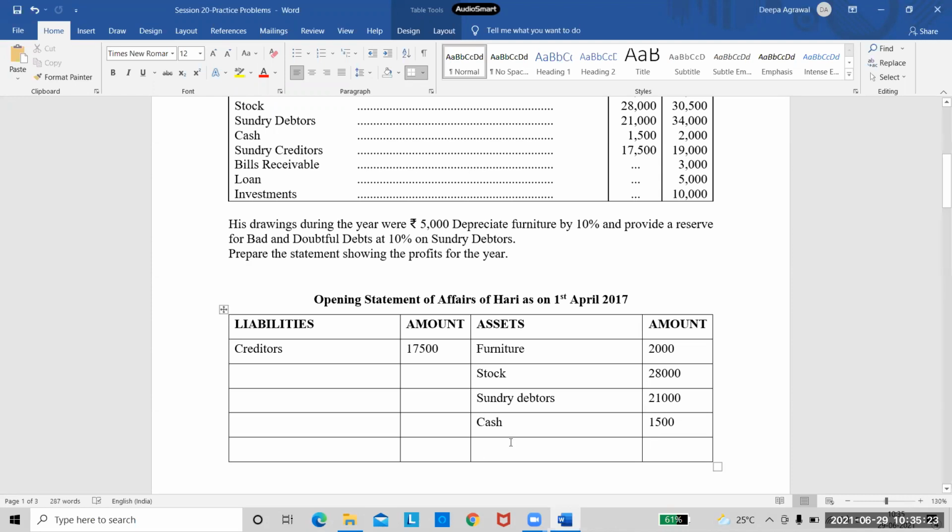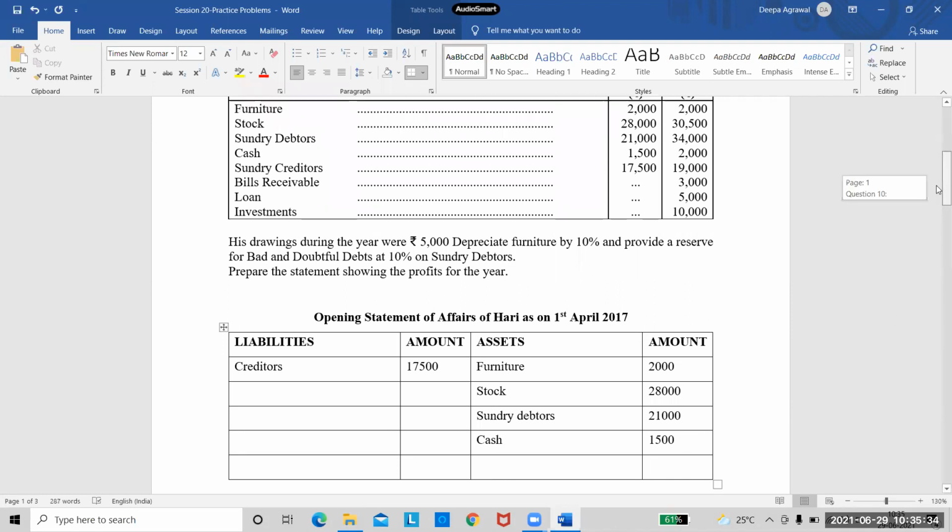Right, so I've taken the creditors. After creditors, the next one I have is bills receivable, loan and investment. All these items are not given for the opening balances, so I'm not taking them in the opening statement of affairs. I've taken all the items. Now quickly calculate the value and tell me the value of opening capital. Ma'am, 35,000. I'll just write the balancing figure in brackets. So you said 35,000 is the opening capital, and tell me the total. Ma'am, 52,500. 52,500, right? So my opening statement of affairs is done.